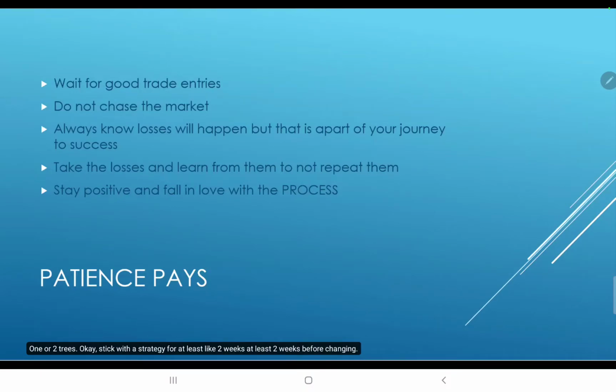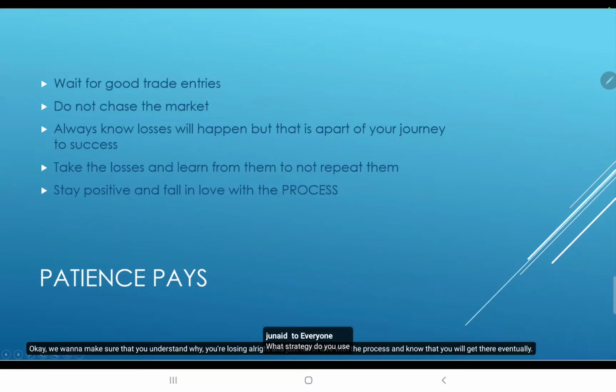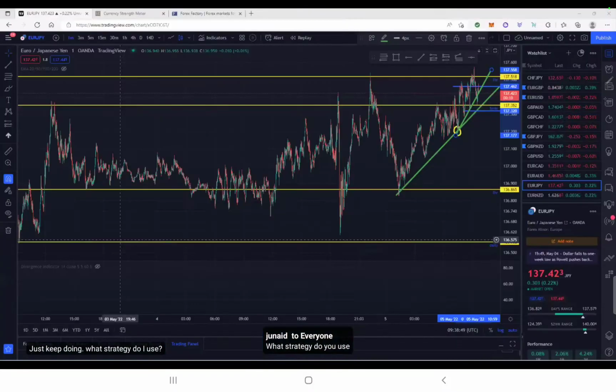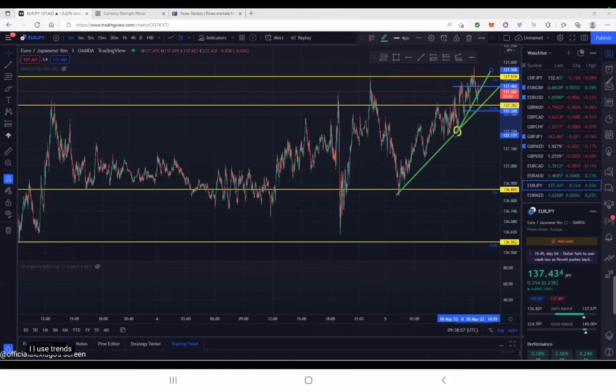Because when you keep changing and not giving it any time to really work on a certain strategy, you're just going to confuse yourself. Okay, anytime you do lose, make sure you figure out why you lost. If you don't know why you lost, reach out to a leader. Okay, we want to make sure that you understand why you're losing. All right, and just fall in love with the process and know that you will get there eventually. Just keep doing it. What strategy do I use? My strategy would be like I use trends and then EMAs and divergence.